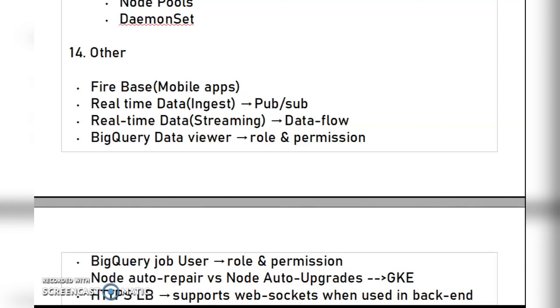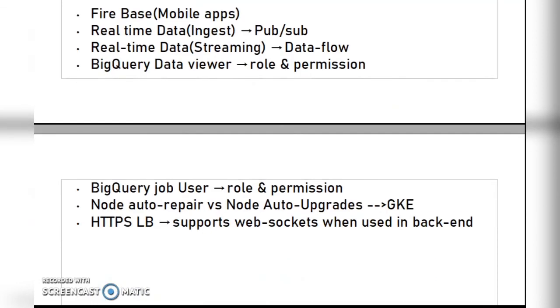Also, you should be familiar with the types of load balancers offered by Google Cloud. One well-known load balancer you will see in the exam is the HTTPS load balancer. It supports web sockets when used in the backend. You should also be familiar with GKE, Google Kubernetes Engine. You should know what node auto repair and node auto upgrades are, for when you want a node to have an updated container version.